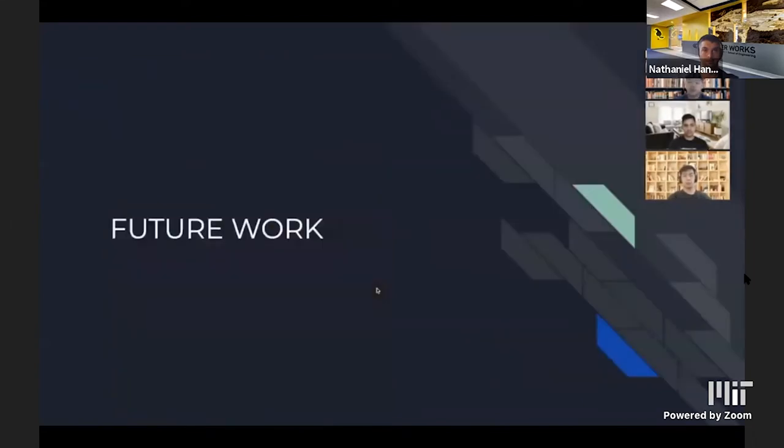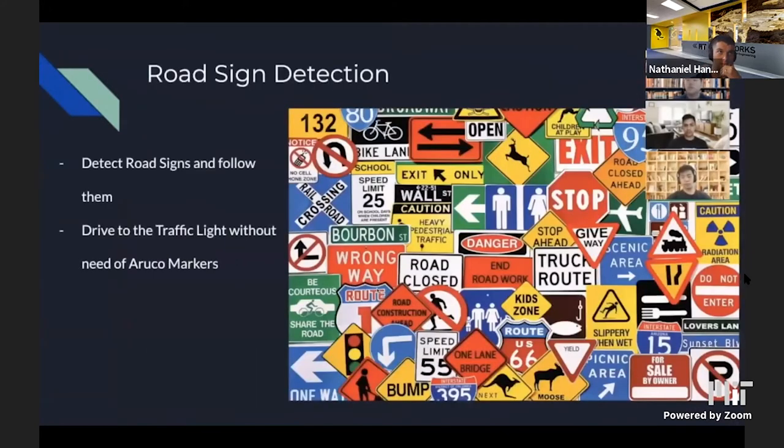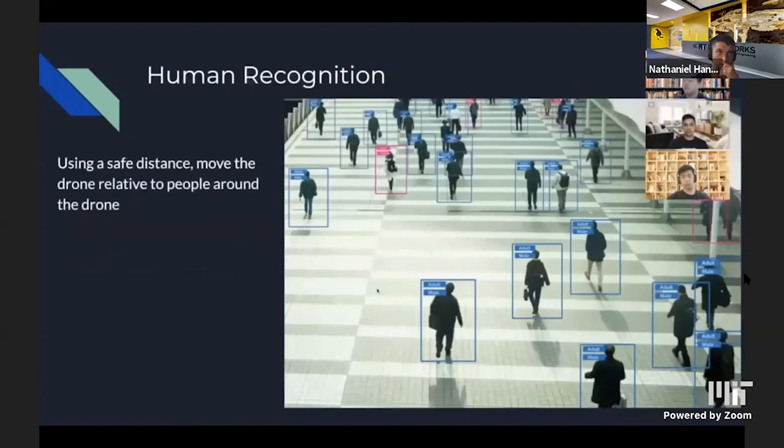So some future work that we would plan to do if we continued on this project. One would be roadside detection. Right now we are using ArUco markers and traffic lights, and we would want to replace the ArUco markers with, say, real life road signs. Say a one-way sign to the right would tell the drone to move to the right. We also hope to implement machine learning algorithms for human recognition, so that the drone could fly at a safe distance and avoid people or even stop for them when going to its destination.